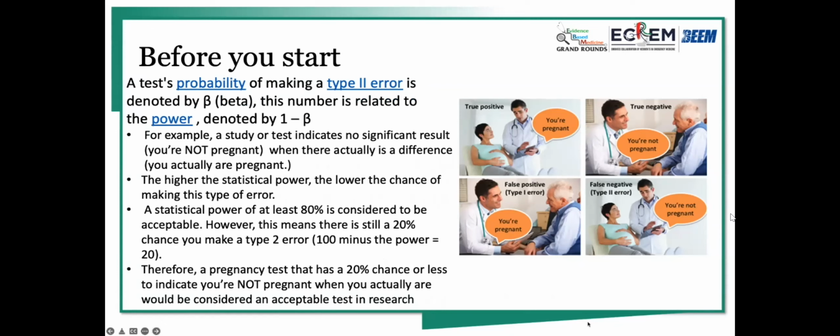Now, interestingly, in research, we accept 80% as an acceptable power, which means that there's about a 20% chance that I'm going to make a type 2 error. In other words, there's a 20% chance that I'm not going to find a difference when there is one. Okay, so that would be the same thing as doing a pregnancy test and saying, look, I did the test. There's 20% chance that you're not pregnant when you actually are. And that's considered acceptable in research.